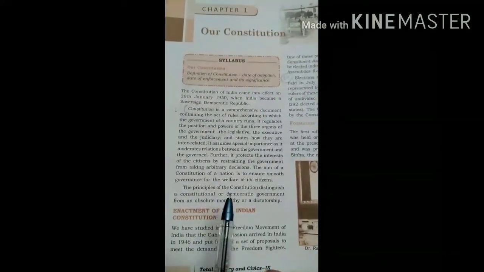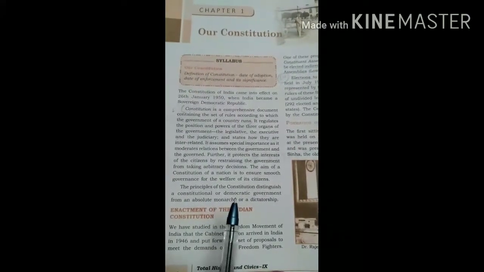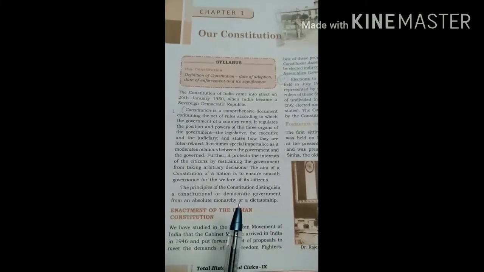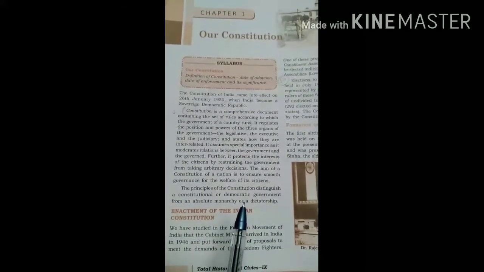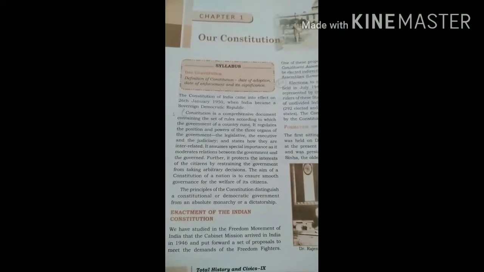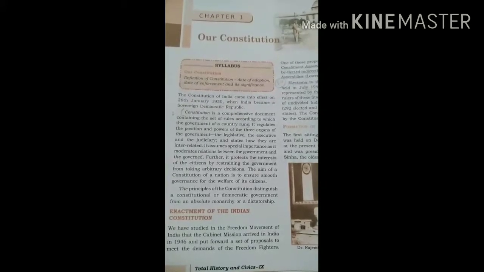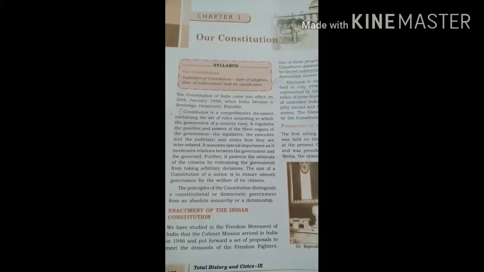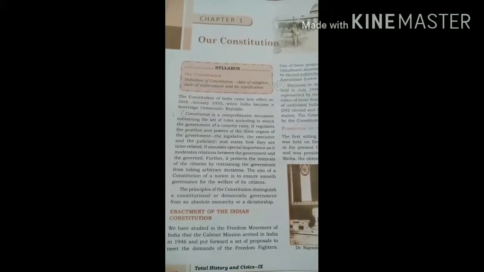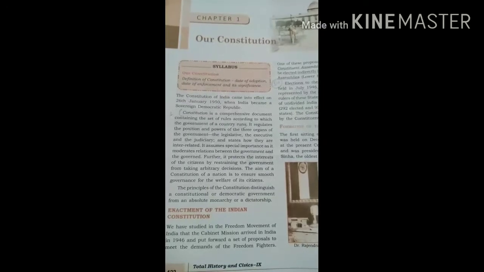The principles of the Constitution distinguish a constitutional or democratic government from an absolute monarchy or a dictatorship. So the Constitution is formed in such a way that it shows the differences between the democratic system of government as well as the monarchy system of government or a dictatorship.